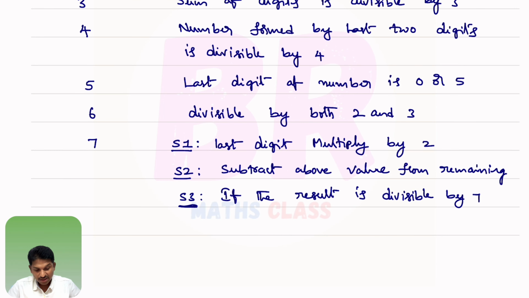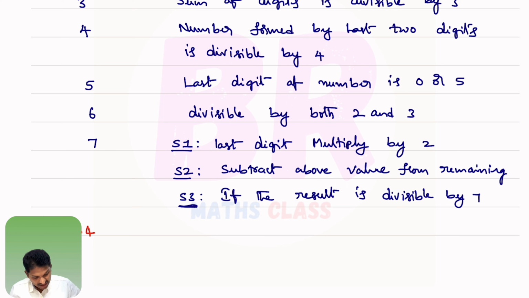You see, how do we decide a number is divisible by 7? For this, there are a few tricky steps. You observe the last digit of that number, multiply it by 2, and subtract. After multiplying by 2, whatever you get, subtract that value from the remaining part. After subtraction, if the result is divisible by 7, then the total number is divisible by 7. I'll explain this with an example.